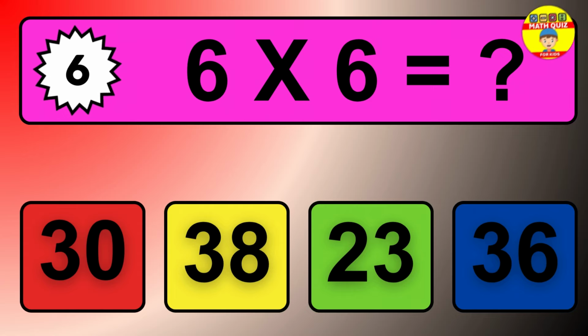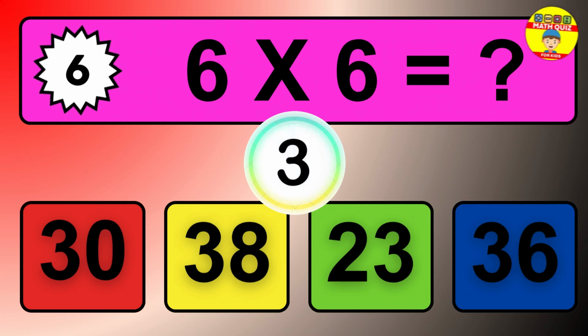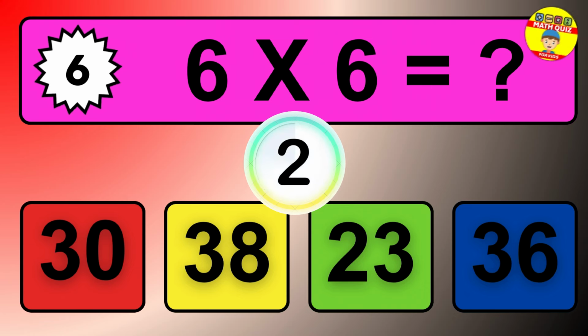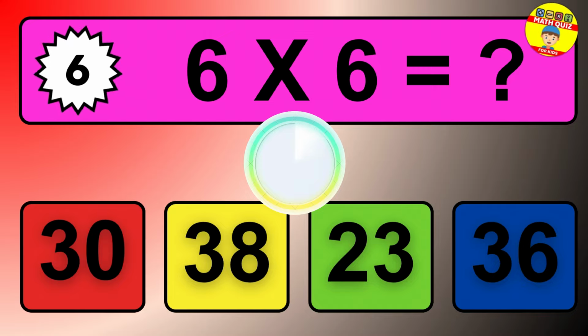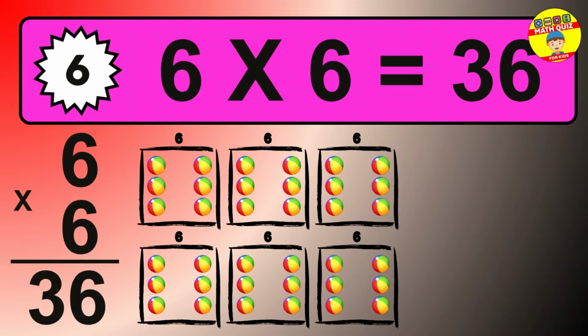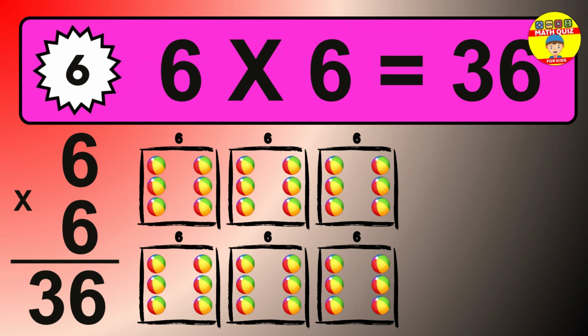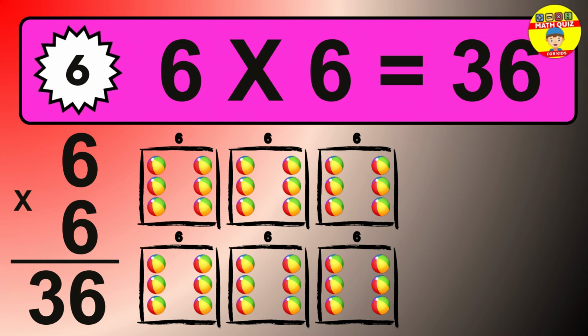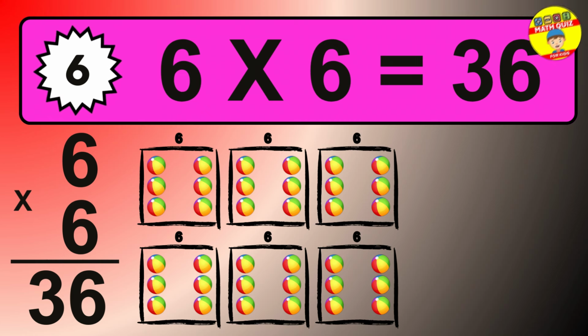Question 6. 6 times 6 equals what? So the answer is 6 times 6 is 36. To calculate, we have 6 groups with 6 balls each one. So how many balls do we have? 36 balls.